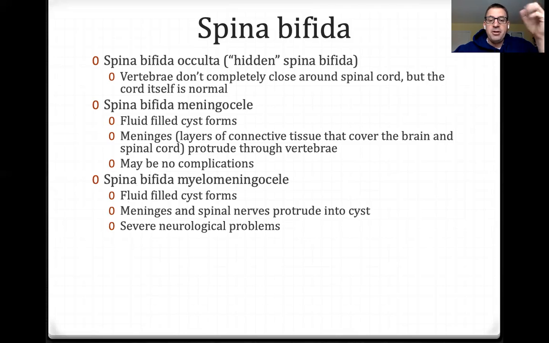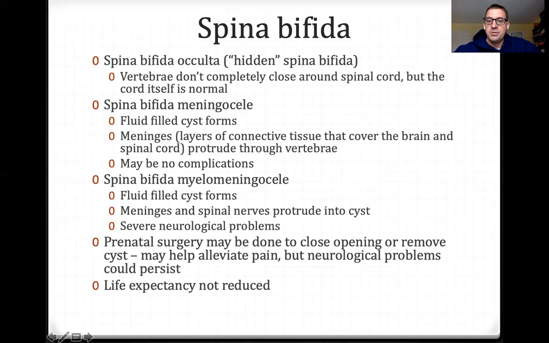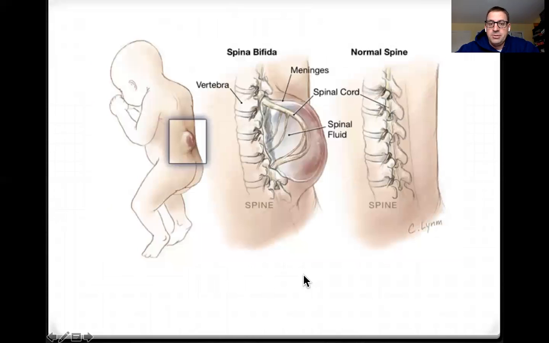The meninges and spinal nerves protrude into that cyst, and there are severe neurological problems with it. Prenatal surgery can be done if the doctor detects the spina bifida. Then that can help alleviate some of the pain associated with spina bifida, but the people will still have neurological problems. Thankfully, the life expectancy of someone with spina bifida is not reduced.